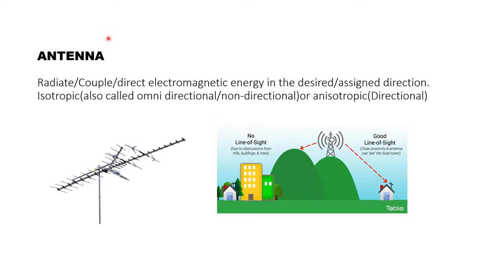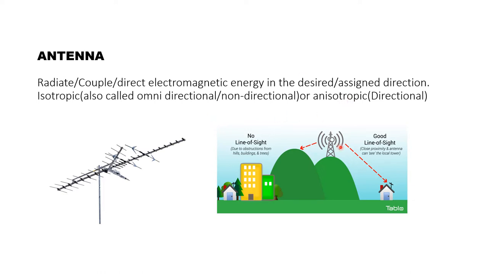This antenna produces electromagnetic waves, and we can call the antenna a conductor or group of conductors. It will radiate, couple or direct electromagnetic energy in the desired or assigned direction. So we can have two types of directions. One is the isotropic antenna, another is the anisotropic antenna. Isotropic means we can call it omnidirectional or non-directional. That means it can radiate in all directions. That is called isotropic. Anisotropic means directional. It can radiate the electromagnetic waves only in the desired direction. So that is the function of anisotropic.